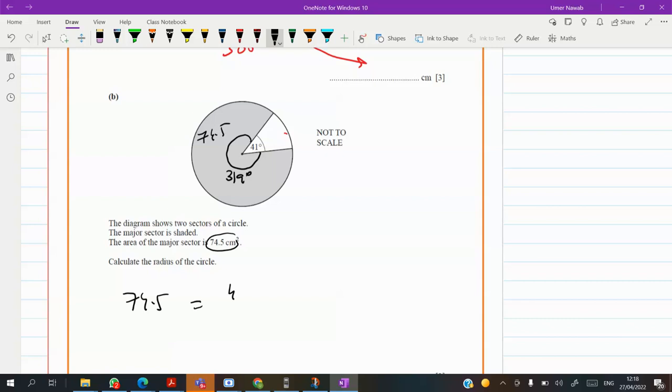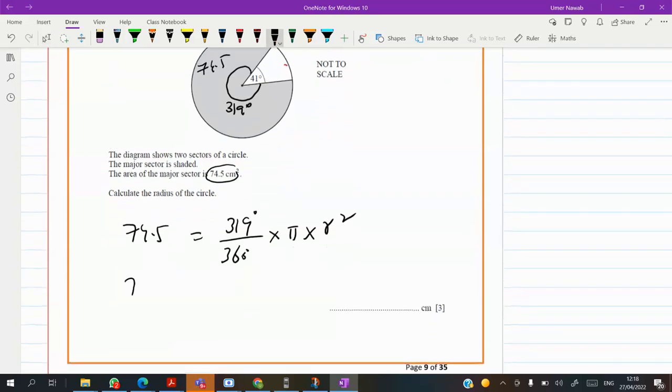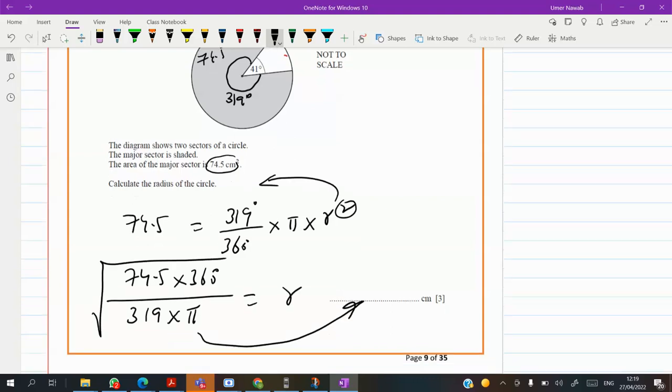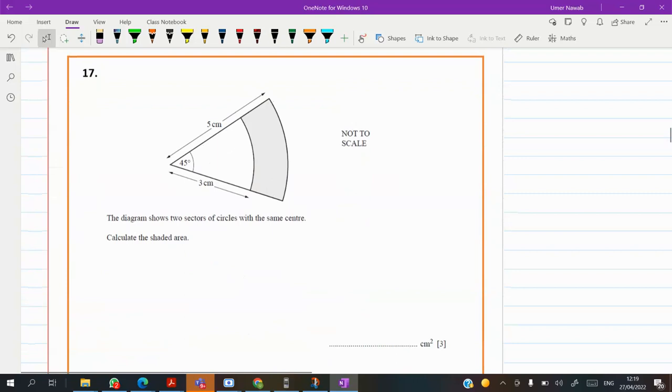74.5, it is not 41, it is 319 over 360 times pi times radius squared. Send the things to the other side: 74.5 times 360 over 319 times pi, and send the square also to the other side. It becomes a square root. So this will give you the final answer in three significant figures.